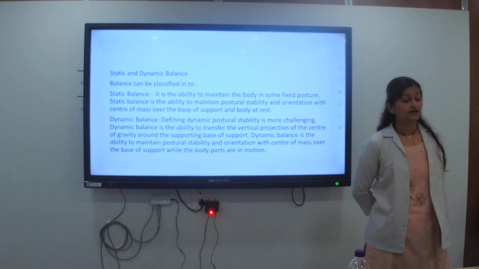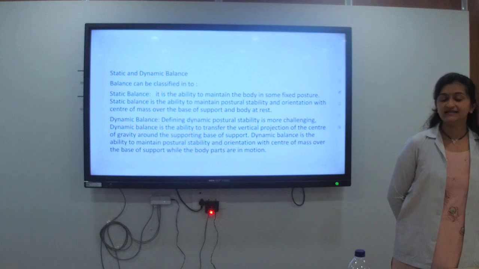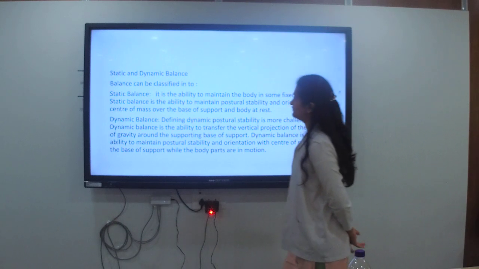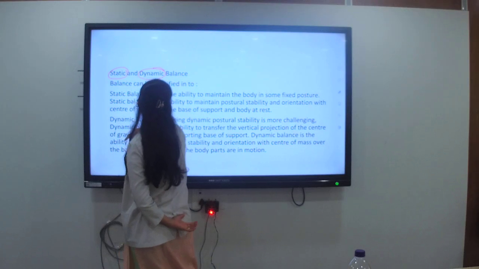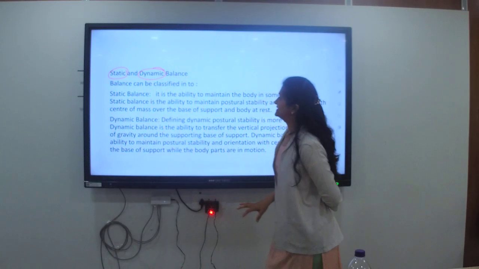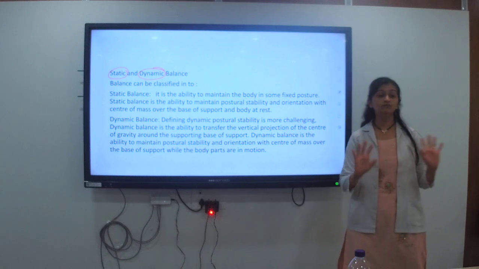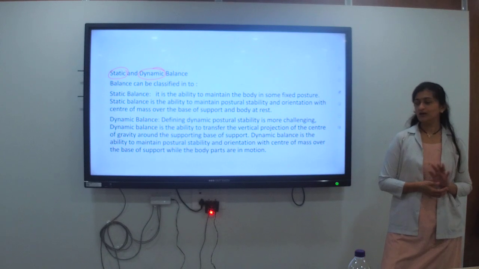Now we'll see how balance is classified. There are two main types of balance. First is static and second is dynamic balance. So what is static and what is dynamic? Static means not moving at all. It is stagnant at one place.